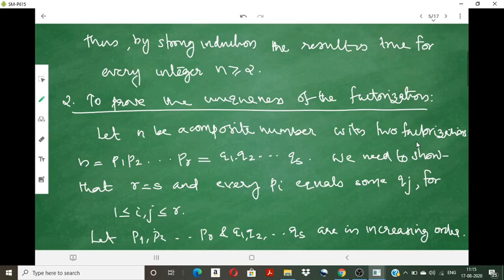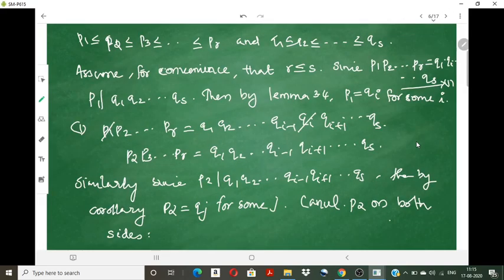So let us assume that these prime factors p1, p2, etc., pr, q1, q2, etc., qs are in increasing order, that is p1 less than or equal to p2 less than or equal to, like that. And q1, q2, etc., are also in the same way. Now, we need to show that r is equal to s. So for convenience, assume that r is less than or equal to s. So p1 into p2 into etc. into pr is equal to q1 into q2 into etc. into qs. So q1 into q2 etc. qs is written as a product of p1 and some other primes p2 up to pr.